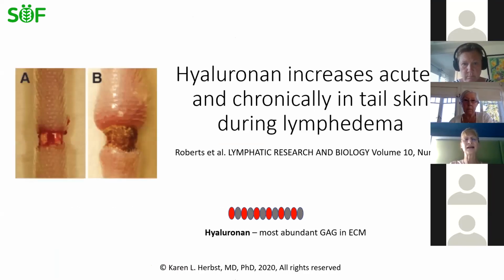In kind of some proof for lymphedema, in this mouse model of lymphedema, they take the little mouse and they cut around its tail and it causes it to swell, forming lymphedema. And they found that hyaluronan, which is the most abundant glycosaminoglycan in tissue, increased immediately in this model, and then it stayed elevated chronically in this model. So that supports that fluid is not only free in lymphedema, it is also bound. And that's bound to that hyaluronan.